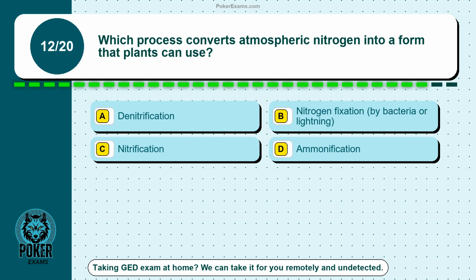Question 12. Which process converts atmospheric nitrogen into a form that plants can use? Option A. Denitrification. Option B. Nitrogen fixation, by bacteria or lightning. Option C. Nitrification. Option D. Ammonification.